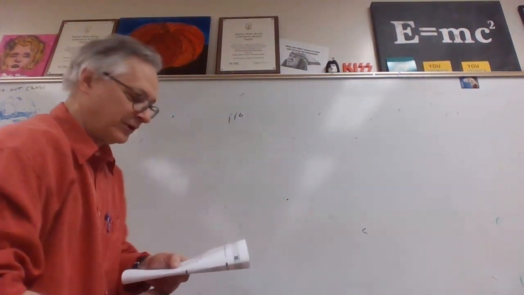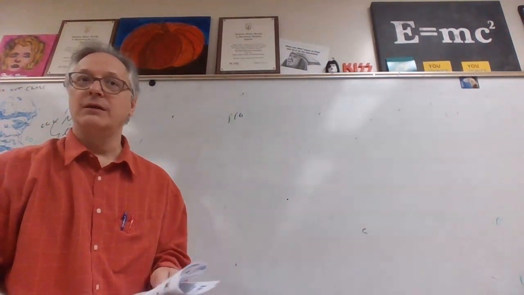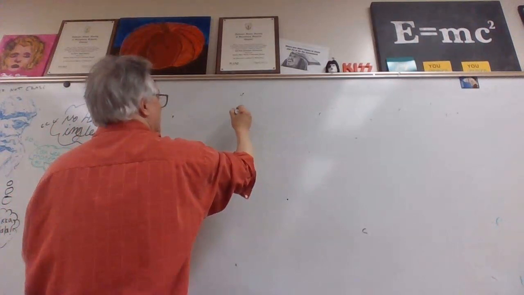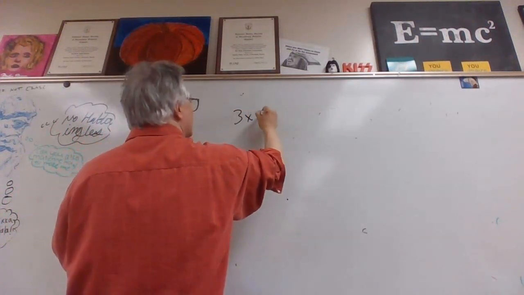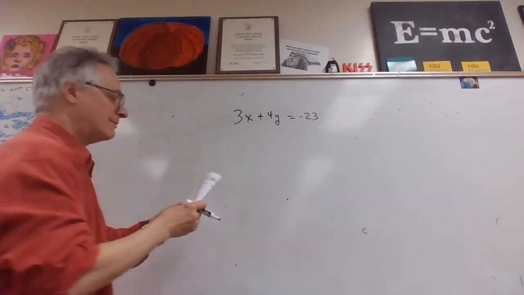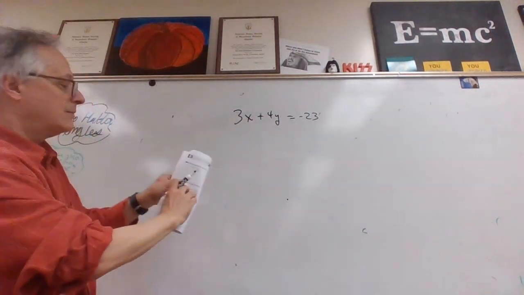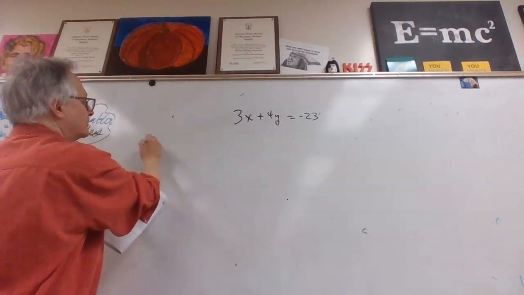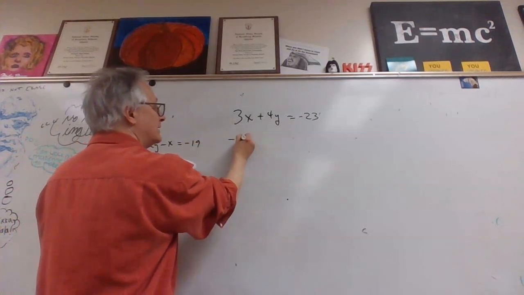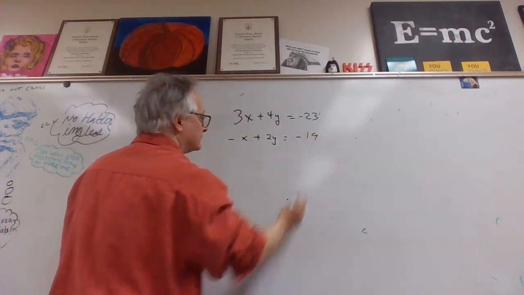Okay. Next one's pretty straightforward. It's just two equations with two unknowns, and they want you to get the solution to these two equations. You have 3x plus 4y equals negative 23. And in my mind, I'm going to keep the x first because I like to see them lined up. Because you see in that second equation, they write it as 2y minus x is equal to negative 19. I'm going to write it as minus x plus 2y is equal to negative 19.